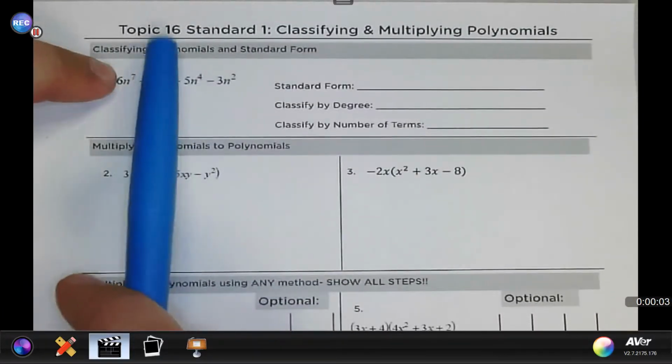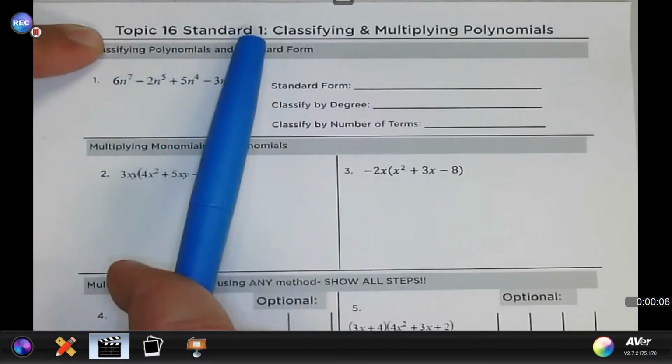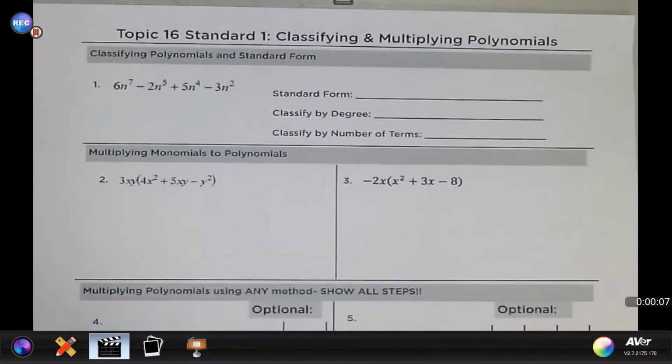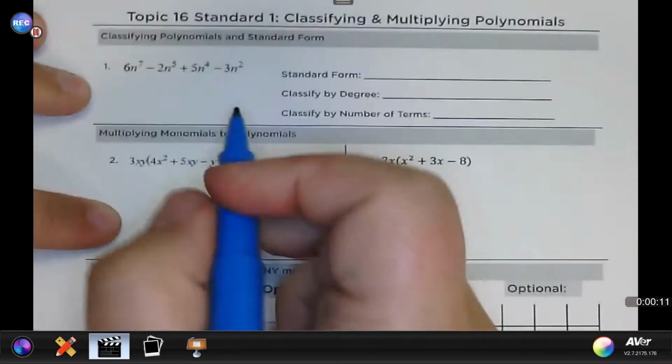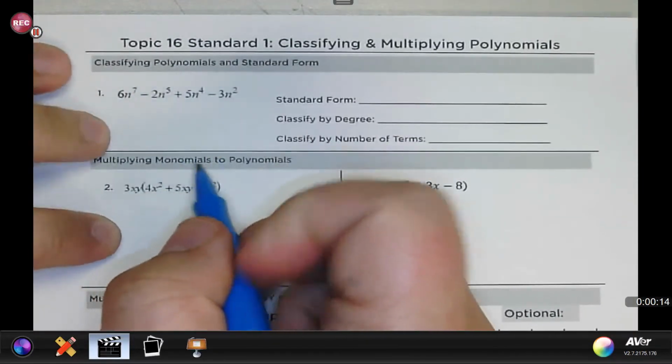Hello and welcome to Topic 16, Standard 1. This is all about classifying and multiplying polynomials. So the first one is all about, can you classify and do you know what standard form is?